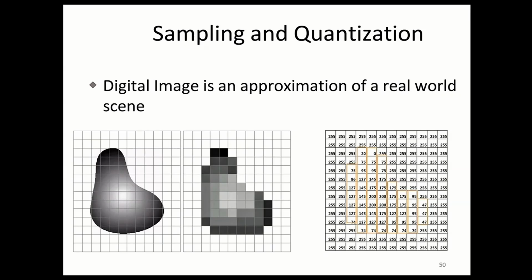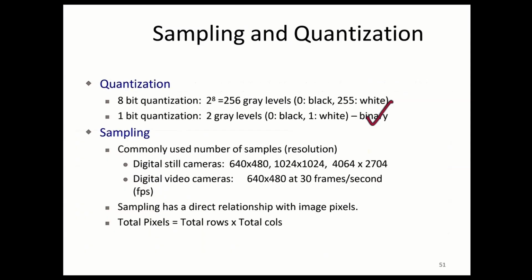So you see, this is the real image file. This is the digitalized image, which is sampled and quantized, and this is what it is in terms of numbers. This is again what we said: with 8-bit quantization, we have 256 gray levels. Each level indicates a shade: 0 means black and 255 is white. Then we can also have 1-bit quantization, but that is only valid for black and white.